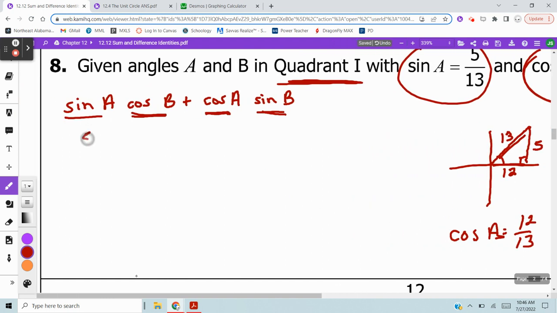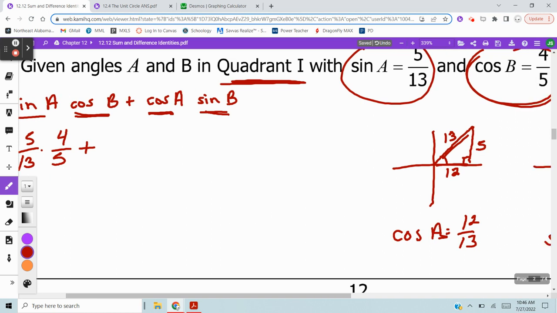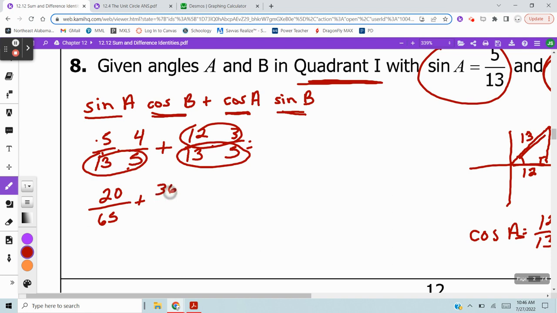So the sine of A was 5/13 times the cosine of B was 4/5, plus the cosine of A was 12/13 times the sine of B was 3/5. Now let me show you a trick. Just to think ahead, we're going to be very tempted to cross cancel these fives. However, if you look at both bottoms, you're about to have to add these two fractions together. Right now, both bottoms are the same. So I wouldn't even cross cancel. I would do 20 over 13 times 5 is 65, plus 12 times 3 is 36 over 65.